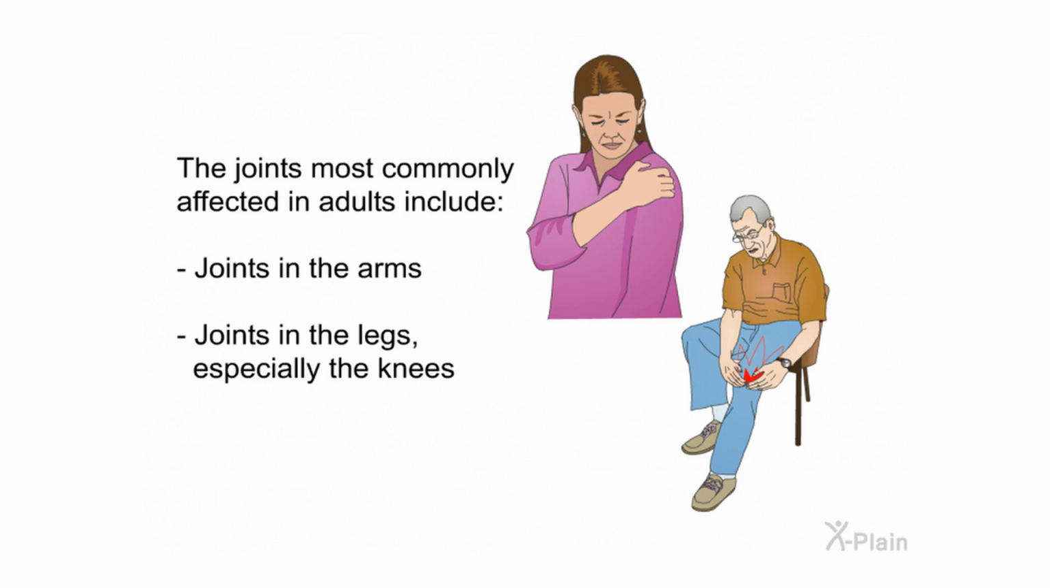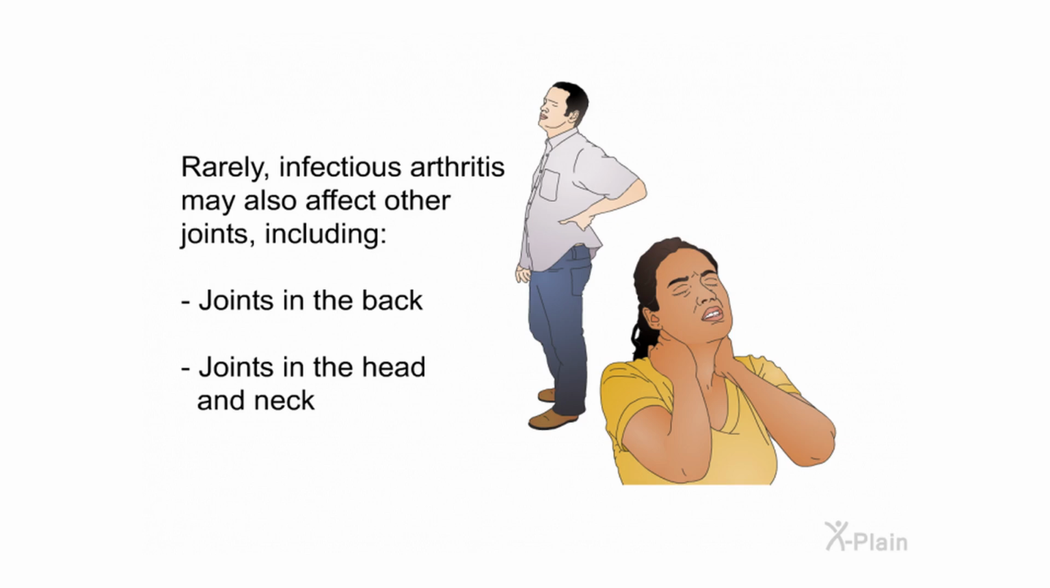The joints most commonly affected in adults include joints in the arms, joints in the legs, especially the knees. Rarely, infectious arthritis may also affect other joints, including joints in the back, joints in the head and neck.